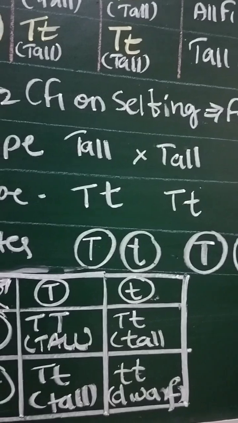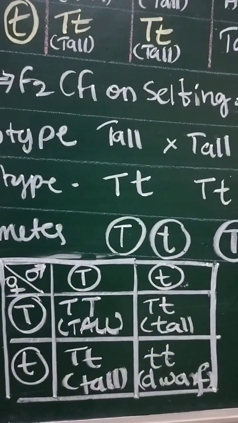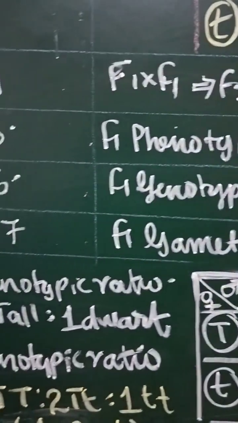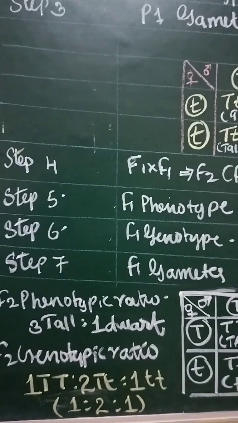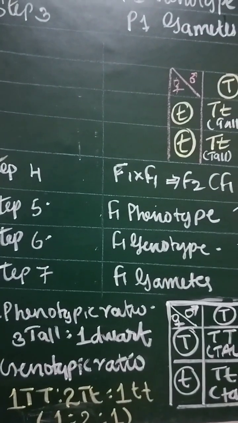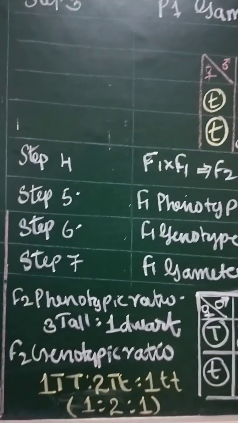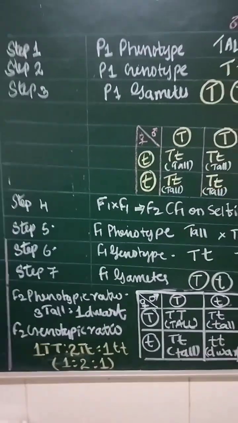Similarly, if you see the genotype, you will see capital T one time and small t one time, and in between the heterozygous capital T small t 2 times. So that is how you can represent the ratio as 1 capital T capital T is to 2 capital T small t is to 1 small t small t, 1 is to 2 is to 1. This is the monohybrid cross.